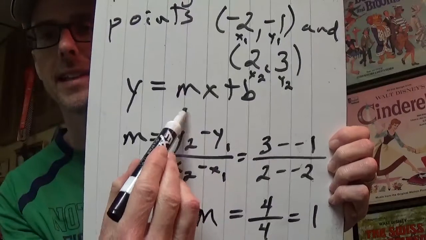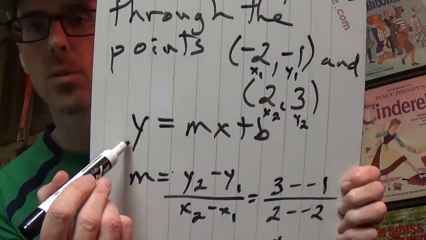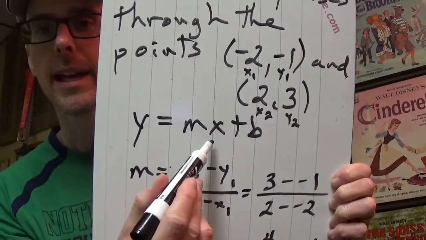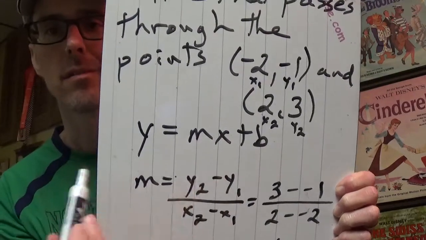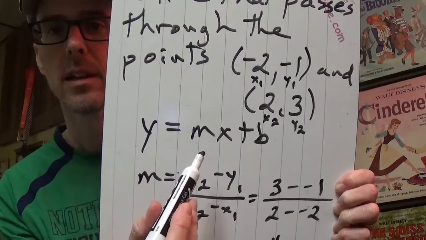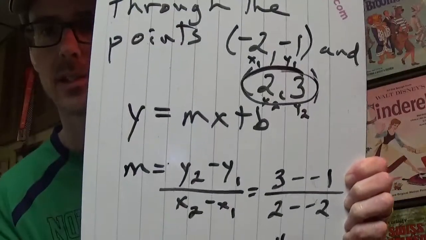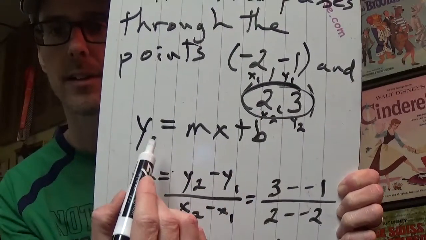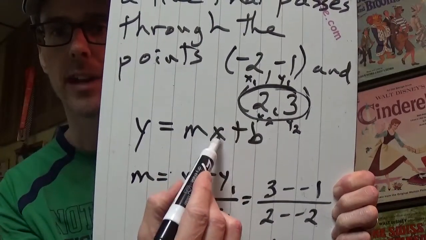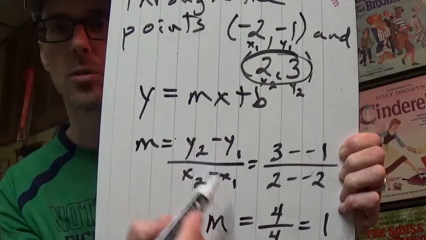Now, let's plug that in here, and let's plug in either one of the y's and its corresponding x. We're trying to avoid graphing here. I'm going to use this one, only because it doesn't have any negatives. So let's plug in 3 for y, 2 for x, and we now know the slope is 1. Let's try that. 3 for y, 1 for slope, 2 for x.